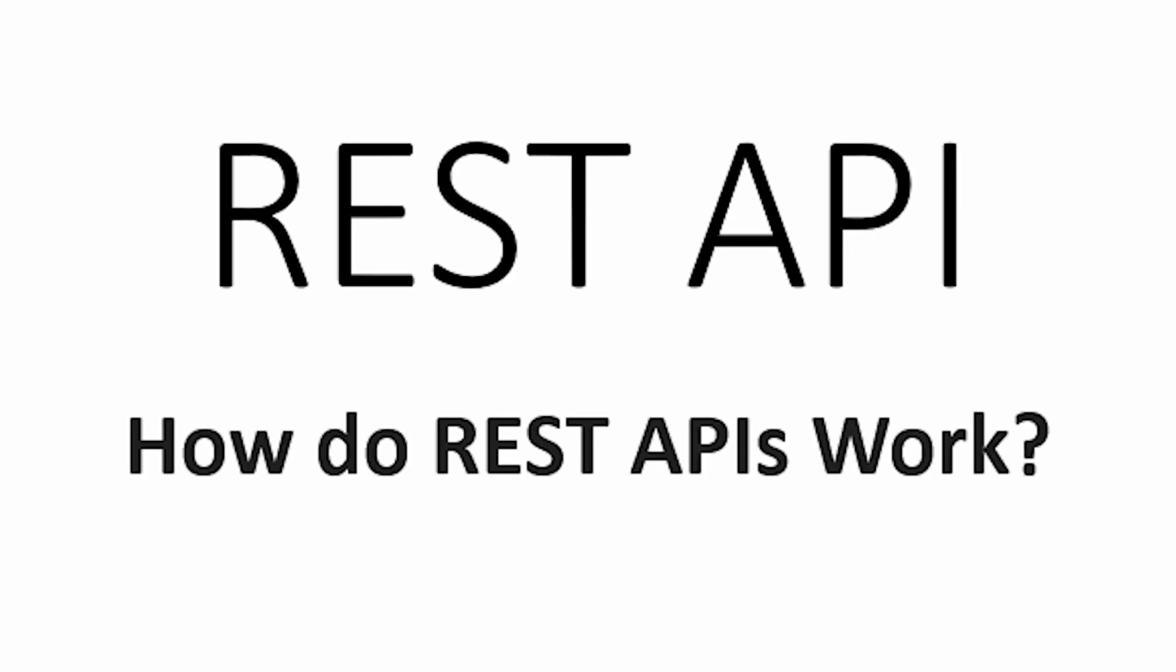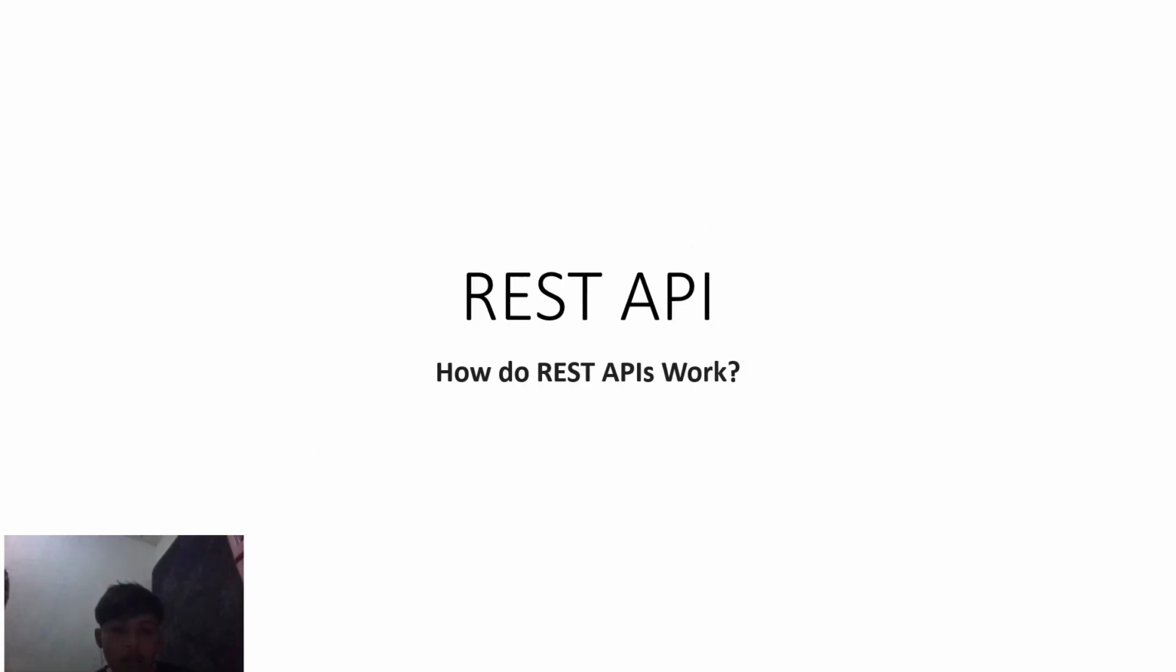Okay, next, how do REST APIs work? REST APIs work by exposing resources, such as data or functionality, to unique URLs or endpoints. Each endpoint represents a specific resource and can be accessed using the HTTP protocol, which defines a set of standard methods for interacting with web servers.